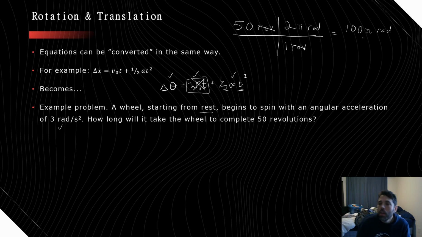Okay, done. 100 pi radians. So 50 revolutions is 100 pi radians. Now we have our displacement. All right, so now we're going to plug in our numbers and solve. First, we're going to solve for t. I'm going to rearrange my variables first.